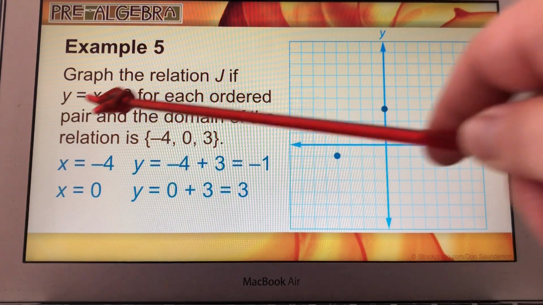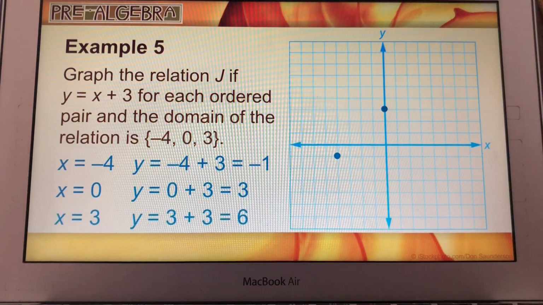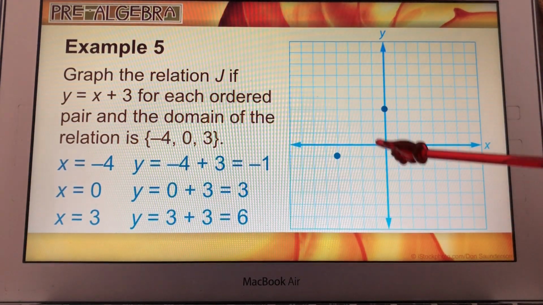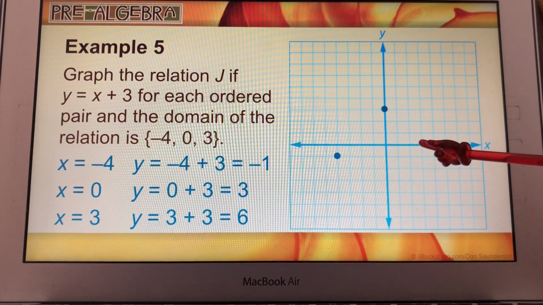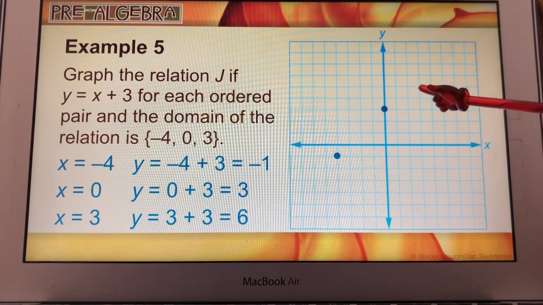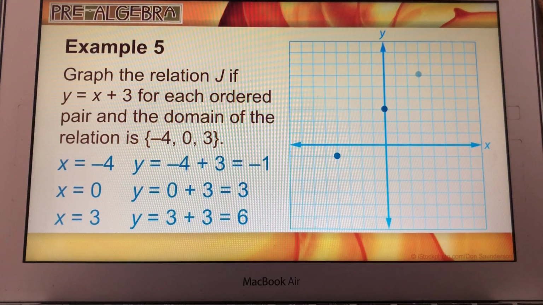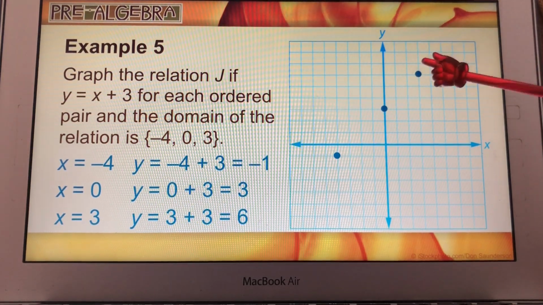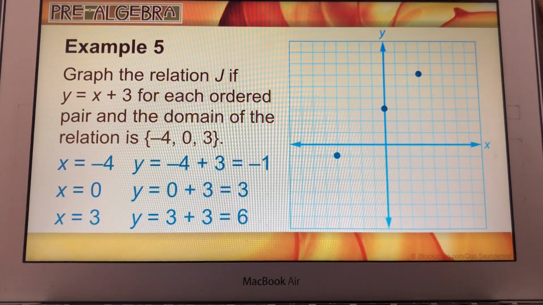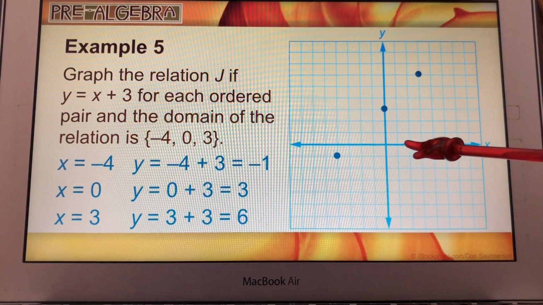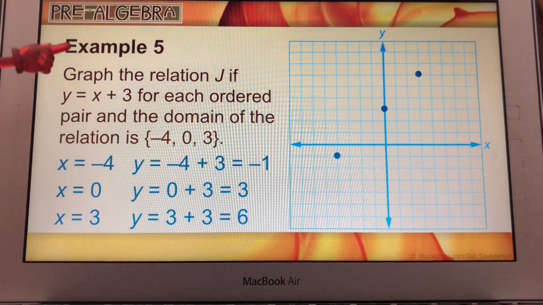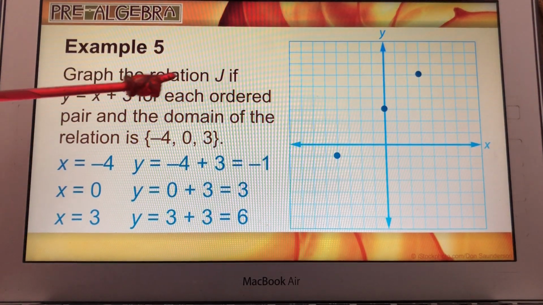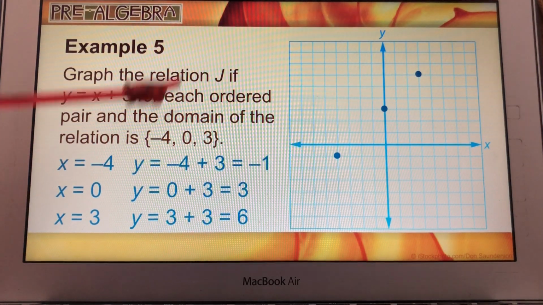If x is 3, we have 3 plus 3 equals 6. And then we go 3, 1, 2, 3, 1, 2, 3, 4, 5, 6. There's our next point right there. And that gives us a straight line, doesn't it? There's our graph, okay?